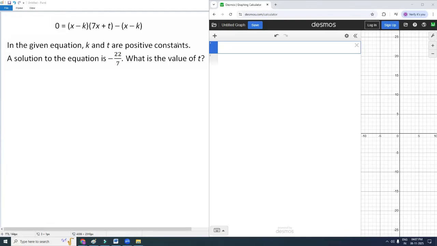Here we have a SAT math problem. Okay, let's go to the question. 0 equals x minus k times 7x plus t minus x minus k. In the given equation, k and t are positive constants. A solution to the equation is x equals negative 22 over 7. What is the value of t?